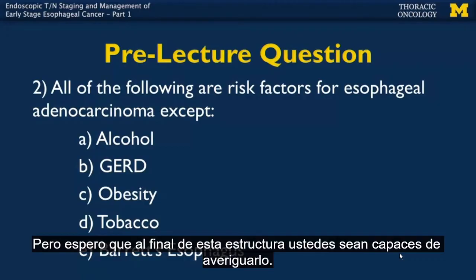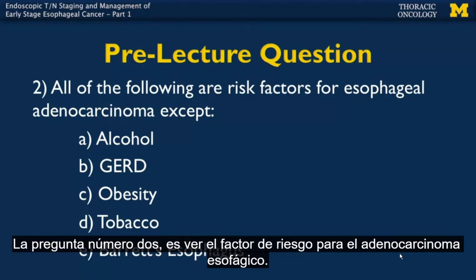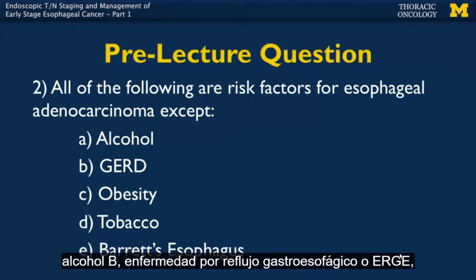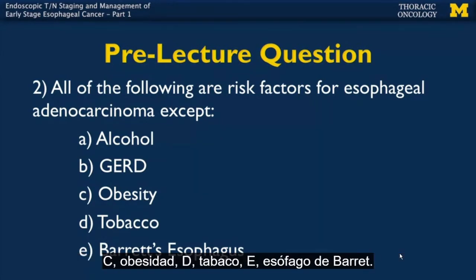Question number 2 is looking at the risk factors for esophageal adenocarcinoma. So all of the following are risk factors for esophageal adeno except A, alcohol, B, gastroesophageal reflux disease, or GERD, C, obesity, D, tobacco, E, Barrett's esophagus.